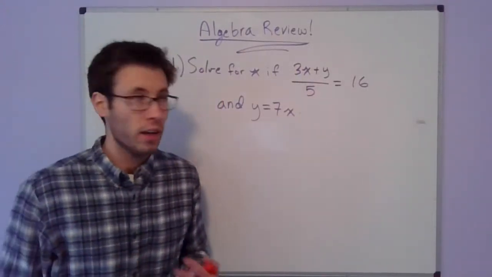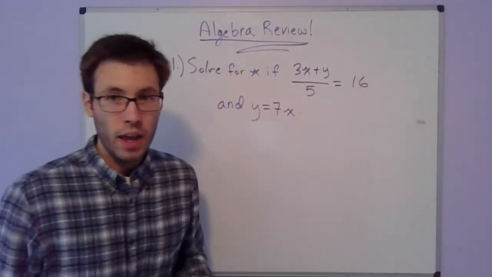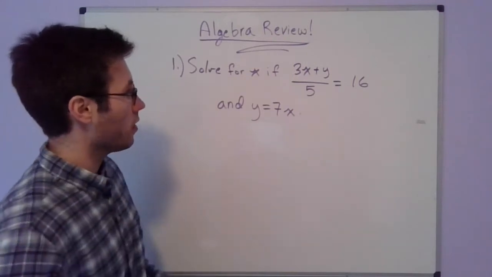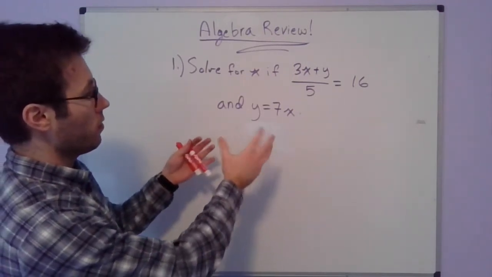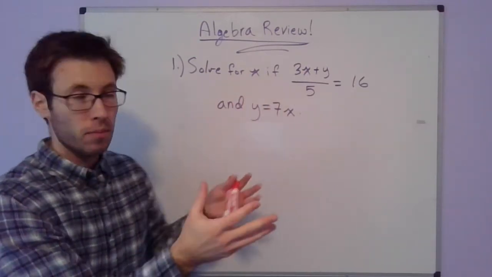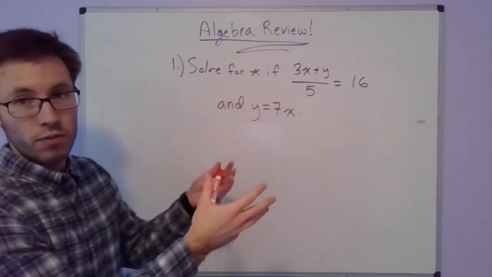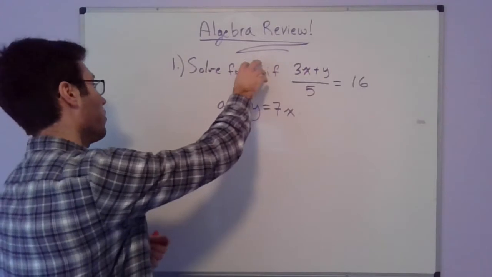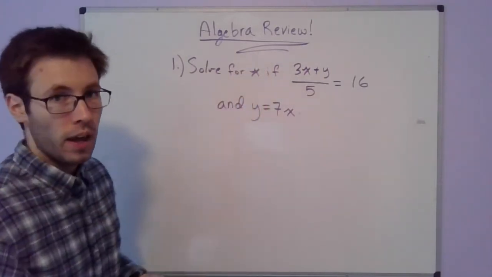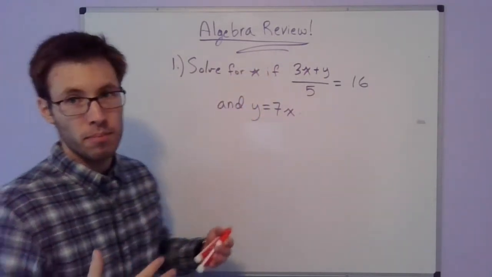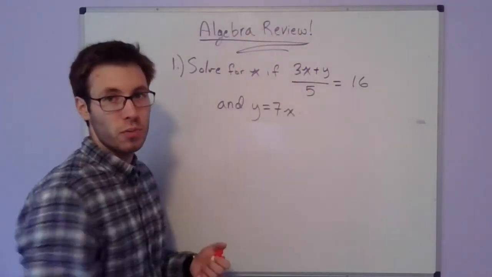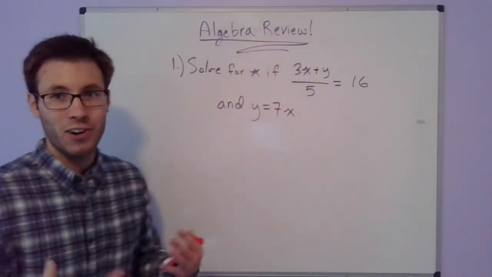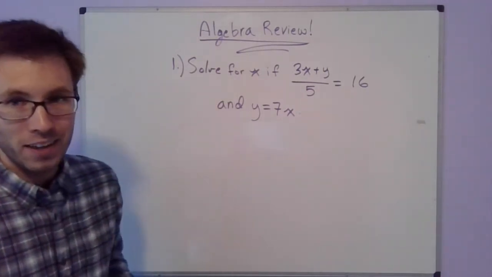All right, so we're going to do an algebra review. These are problems involving more than one variable, and we're going to try to solve for one of them. The way we're going to do that is by using substitution. We're also going to include the distributive property in these problems. These are good problems, so let's get into it.